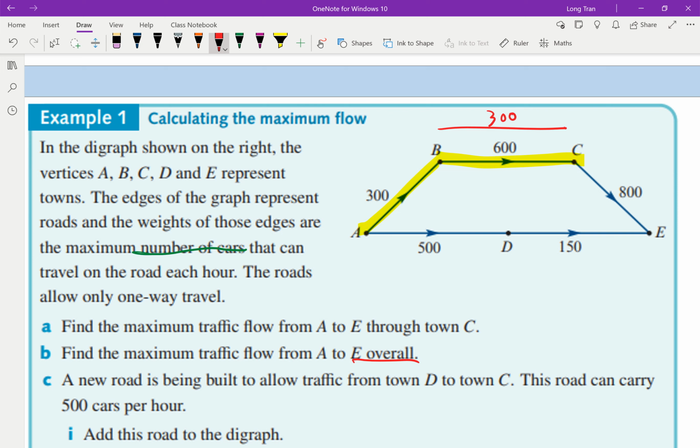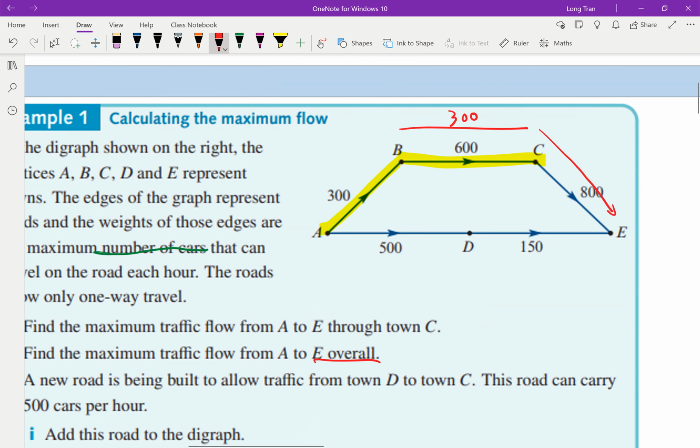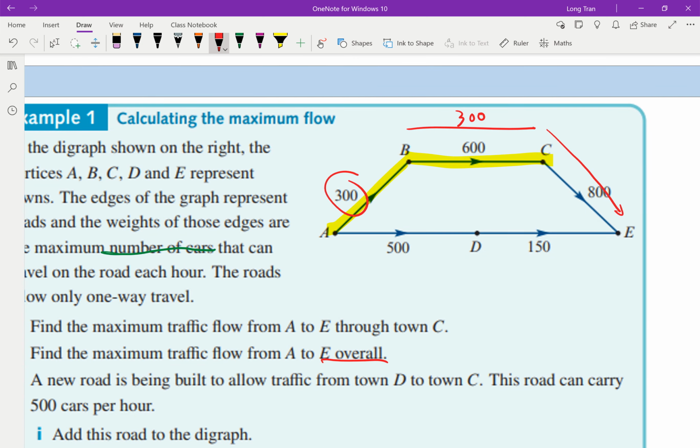And then from 300, I'm going all the way down here. How many cars am I expecting at point E? Not 800, because the capacity is 800, but how many cars is actually flowing through? 300. This is going back to the theory again. It's connected by the minimum capacity. That's your max flow. So the minimum so far, even though that was 600, 800, 300 was the amount.